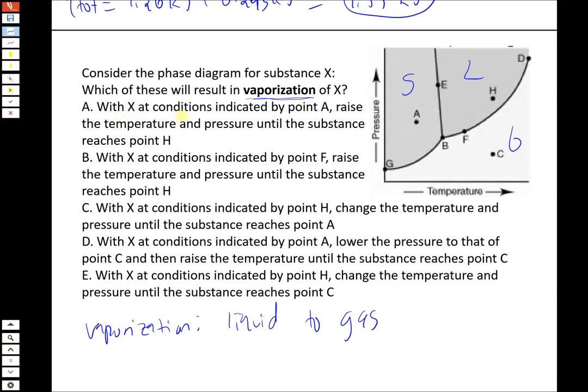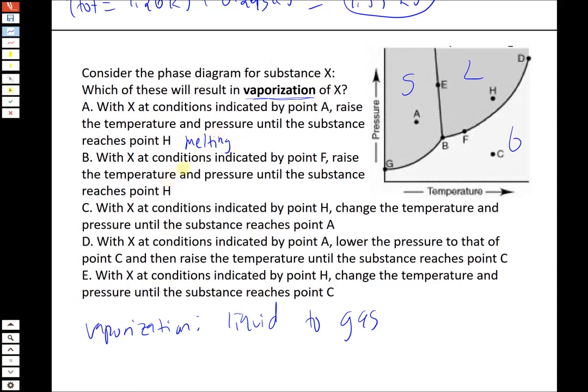So here, choice A, with conditions indicated by point A, we're starting here as a solid. So we're not going to be doing vaporization because we're starting as a solid. If we raise the temperature and pressure until it reaches H, A to H is going to be solid to liquid. That would be a melting process because we're starting out as solid and going to liquid. So choice A would be representing melting, not vaporization.